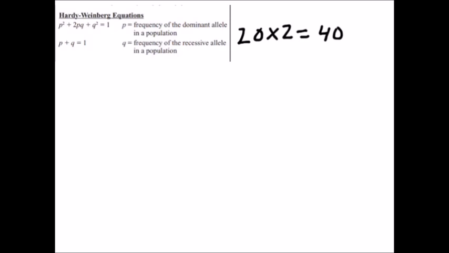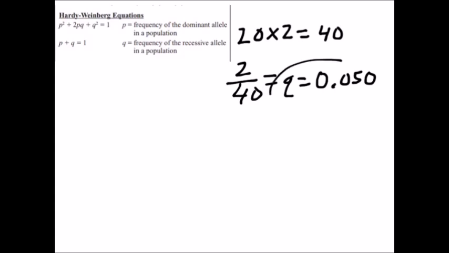Out of those 40 alleles, 2 people were carriers for cystic fibrosis. That means that they had 1 cystic fibrosis allele apiece. Everybody else was homozygous dominant normal. So there were only 2 recessive alleles out of 40 total alleles in our population. That fraction represents q, the frequency of our recessive allele. If we divide that out, we get a frequency of the recessive allele of 0.05. That's the frequency of our recessive allele. That's part A.